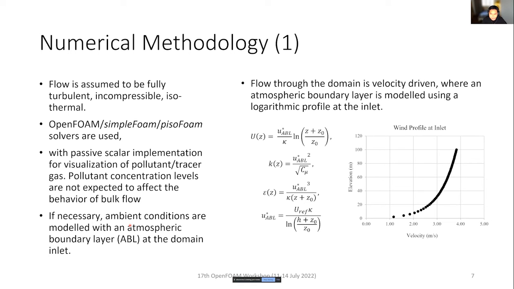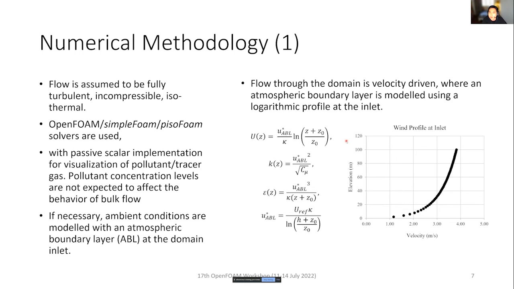If necessary, our simulations are also conducted with an atmospheric boundary layer as a domain inlet. At the domain inlet, we have a logarithmic boundary layer coming in with a reference speed of 3 meters per second at 15 meters height. Yep, so this is the respective formula. I wouldn't be going through this. So that's for the first part of the numerical methodology.